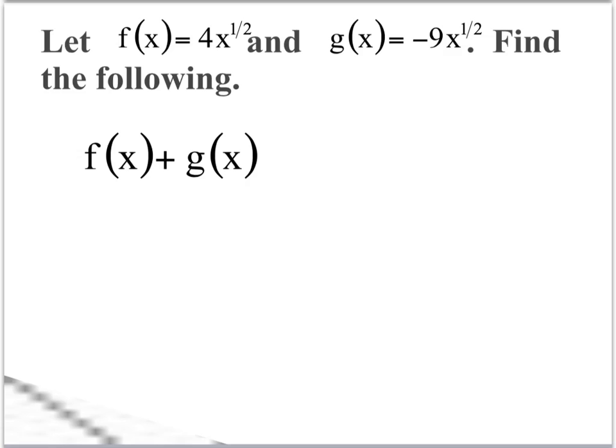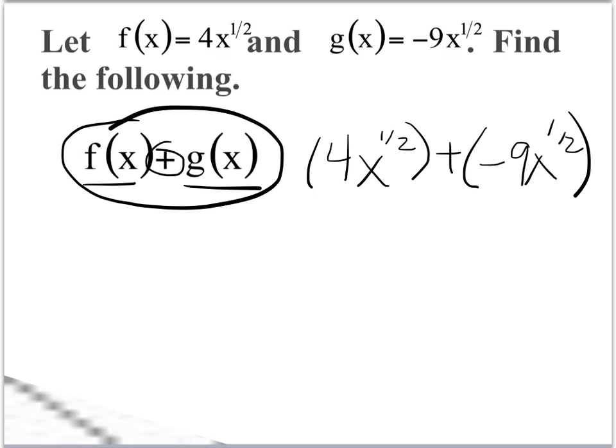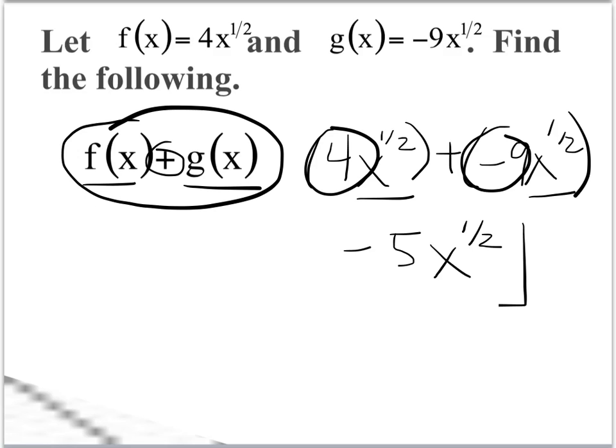So this is asking us to add f of x and g of x together. So all we need to do is just plug those functions in where we see f of x and g of x, and we'd like to use parentheses, although in this case it's not necessary, but we would like to get in the habit of using parentheses. So let's plug in that 4x to the 1/2 power plus negative 9x to the 1/2 power. Now these rational exponents, they work like regular exponents, so we can combine like terms, because x to the 1/2 power is the same as x to the 1/2 power. So 4 and negative 9 is negative 5. So we get negative 5x to the 1/2 power.